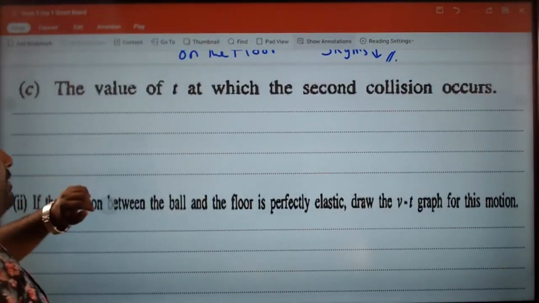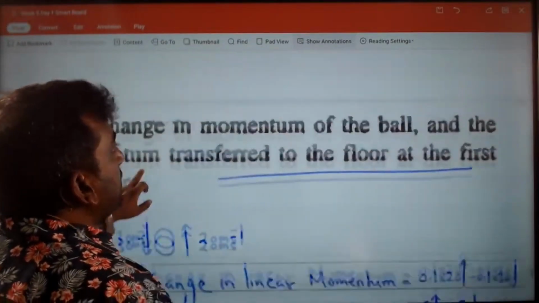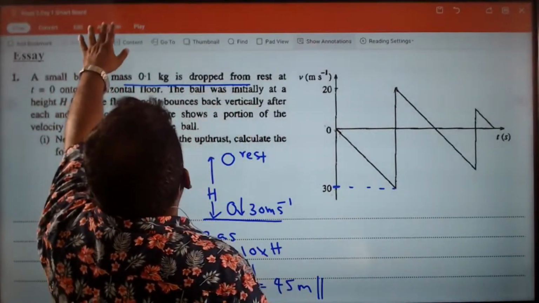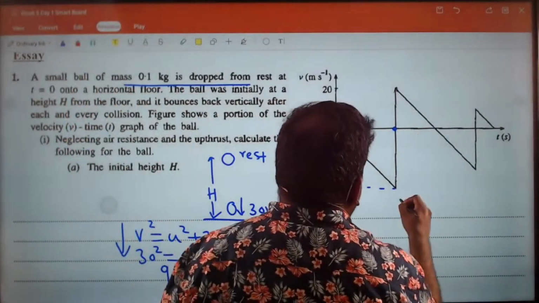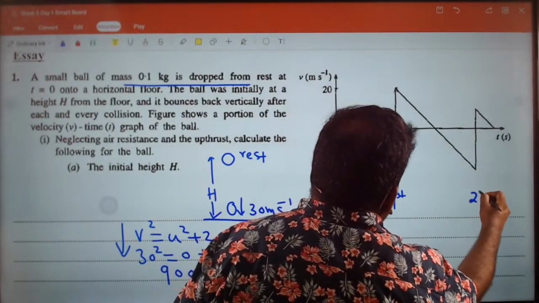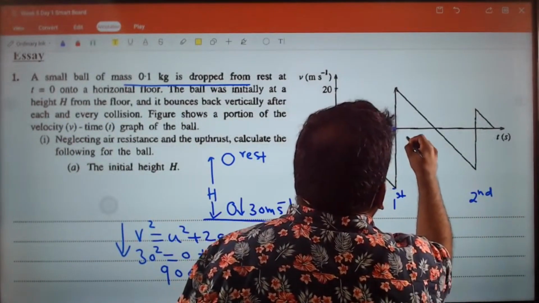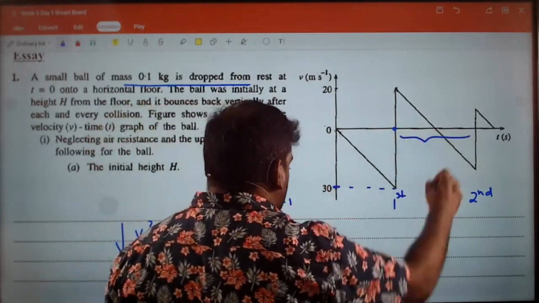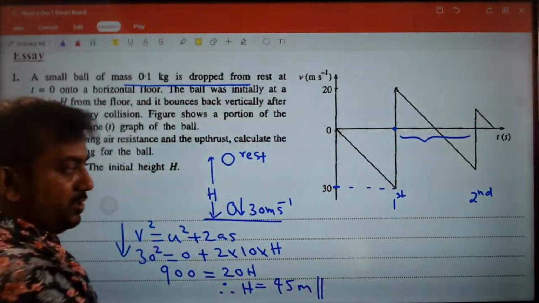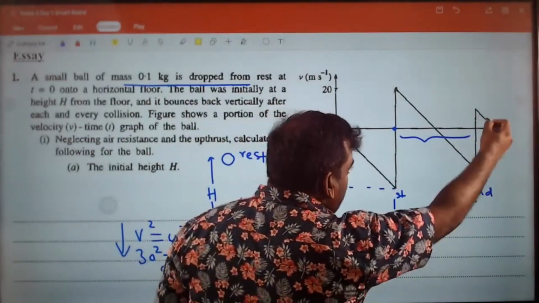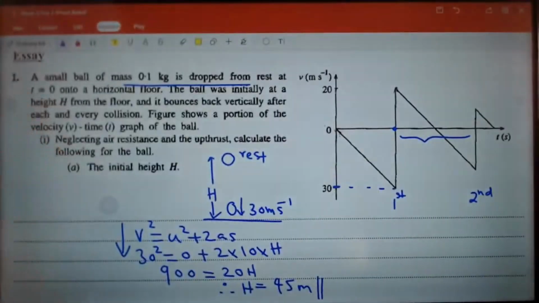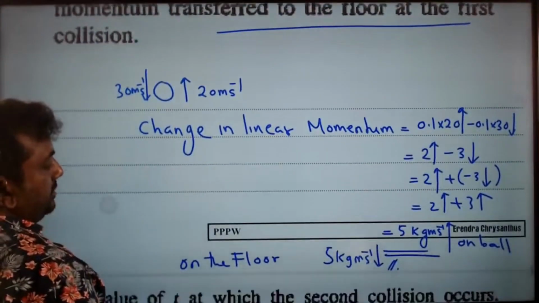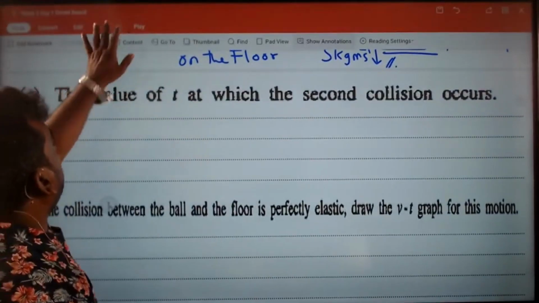The value of T for the second condition. Second condition is here. So you have to find the first time and the second time. Don't forget, you must find this time plus that time, then it is the total time. T equal naught is measured from here. So you must work the problem carefully.